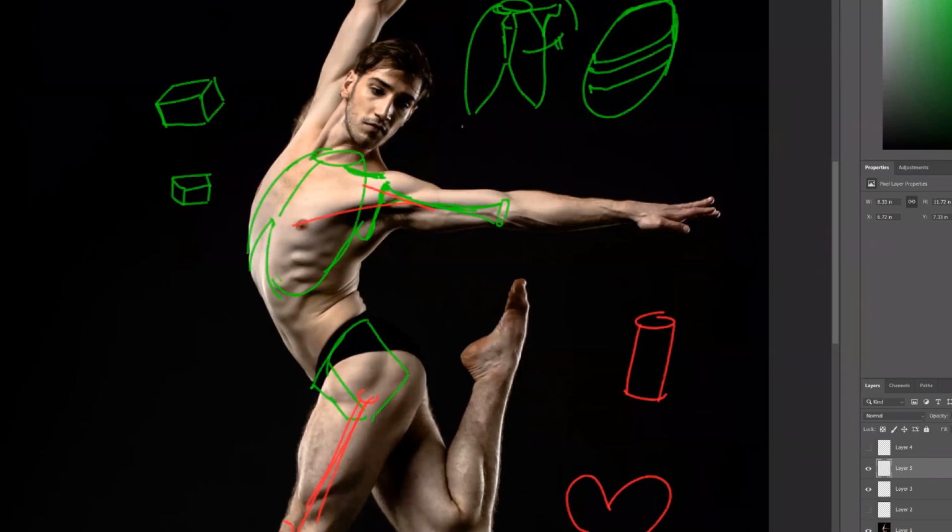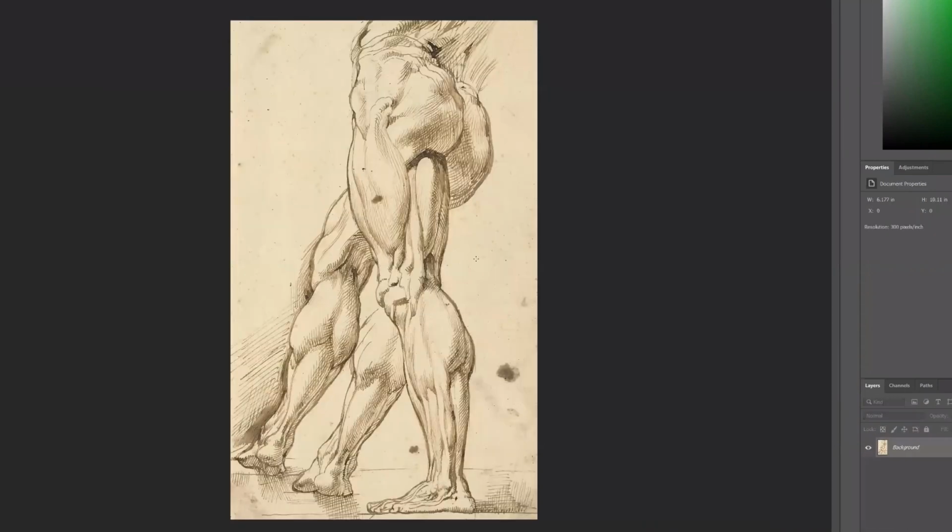So let's move on from photo reference and take a look at what might happen if we're studying from other artists. And there's a lot to be said for old master study. But when it comes to studying anatomy, what you have to be sensitive to is that these guys didn't know the anatomy that well, because the information didn't exist in the collective human consciousness at the time.